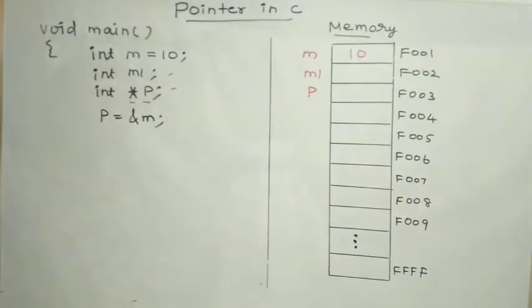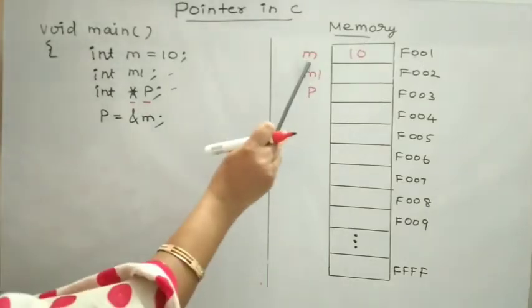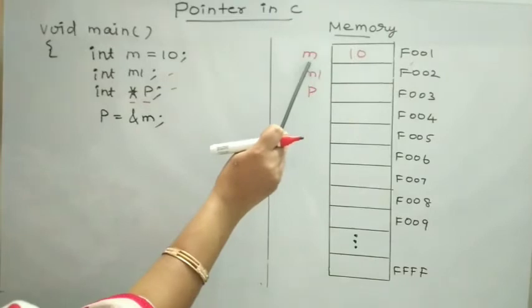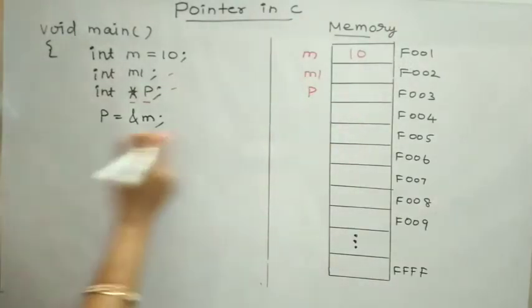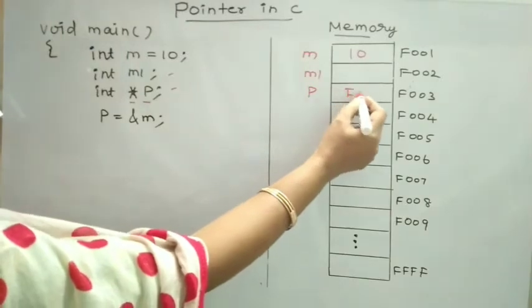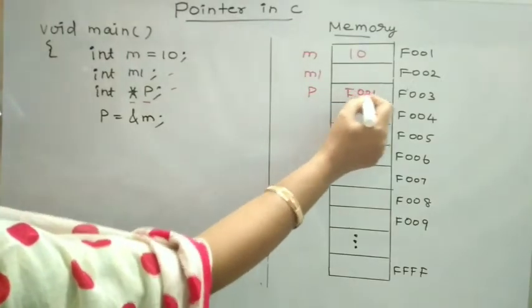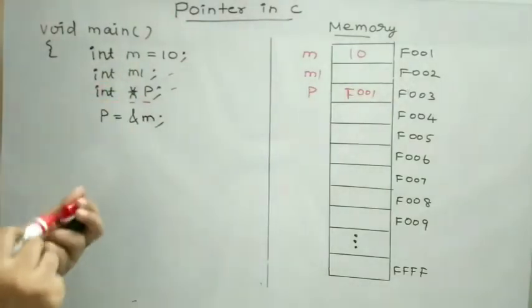So what is the memory address of m? What is the value of m? The value of m is 10. The memory address of m is F001. That is assigned to pointer variable p. So F001 is assigned to this pointer variable.